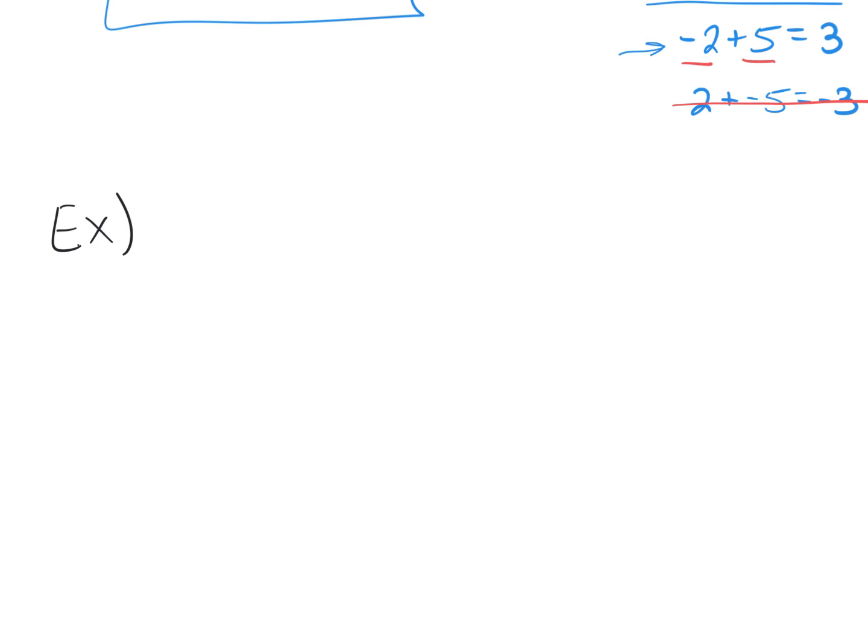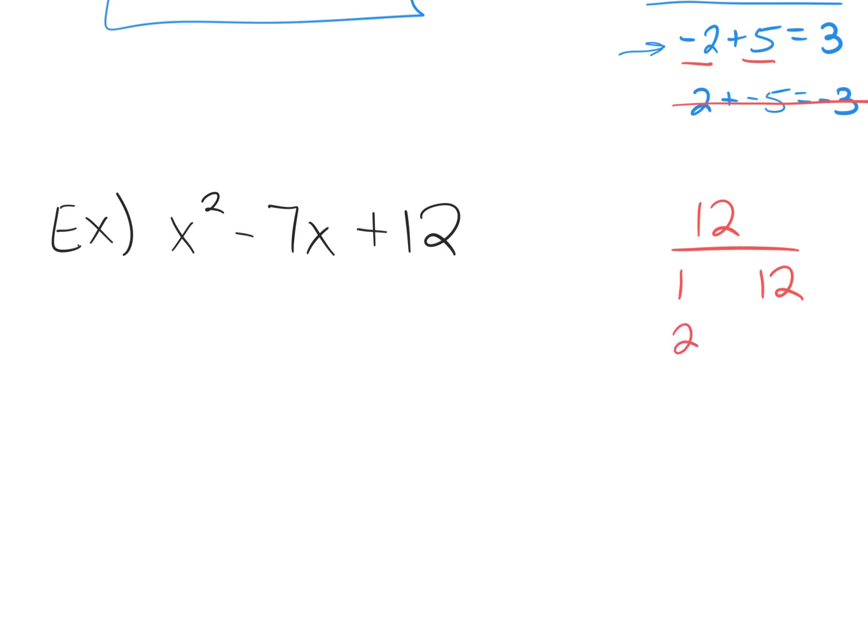Do another example. If I had x squared minus 7x plus 12, what do I do first? Factor 12. Factors of 12, automatic factors. 1 and 12, 1 and itself. 2 and 6. 3 and 4. Any other ones? Nope. So now what do we look for? What adds up to get negative 7?